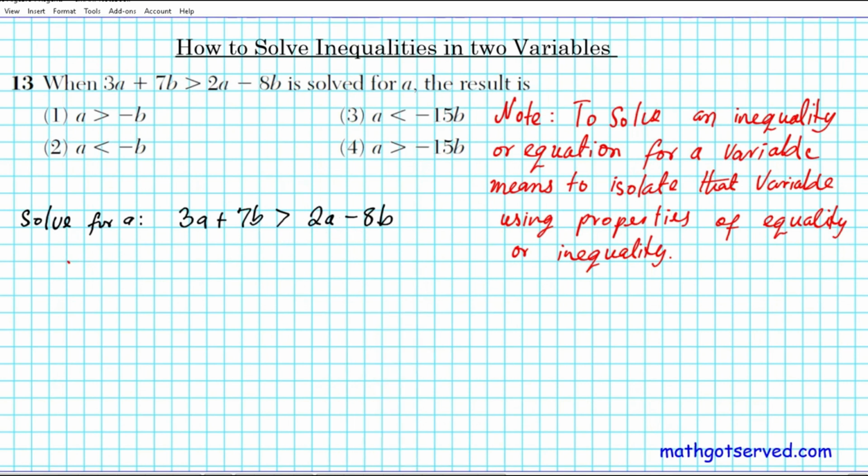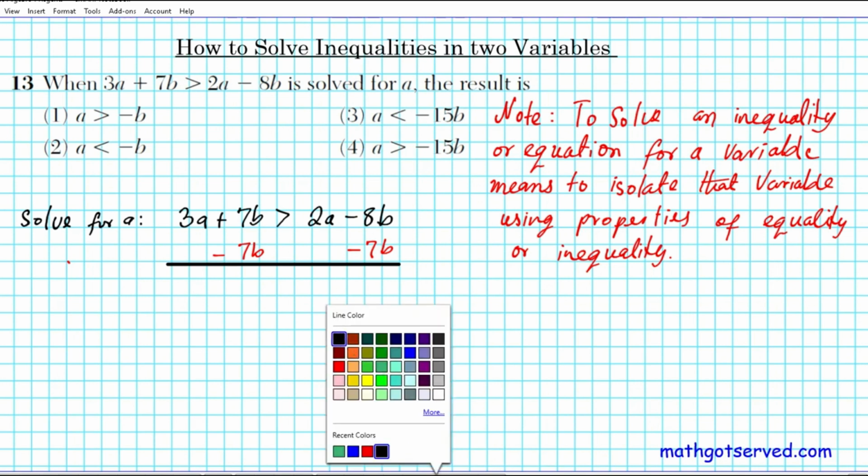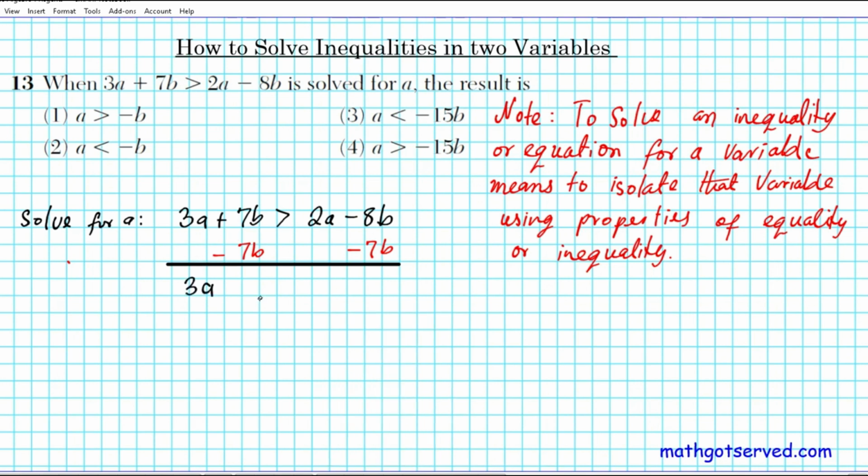So how do we move positive 7b to the right side of the inequality? We use the inverse operation, right? So plus 7b, the inverse is minus 7b. So we're going to subtract 7b from both sides of the inequality. Alright? So this property is similar to that of equations, of equality too. So what happens? We have 3a. Now, positive 7b minus 7b, those two add up to 0, so that's gone. 3a is greater than 2a. Now, what is negative 8b minus 7b?